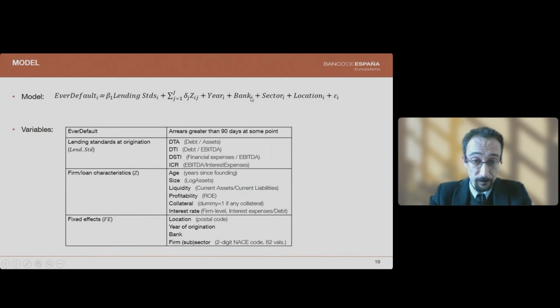well as fixed effects. For loan characteristics, we include things like age, size, liquidity, profitability, and collateral. For the interest rate, we don't have the information of the interest rate of each loan, which we would like to include, but we don't have it. Instead, we rely on a firm-level proxy, which we build as the ratio of interest expenses of the firm over the total debt of the firm overall, banks and non-banks. And maybe I should indicate that our baseline variable for default is basically being in arrears for at least 90 days.